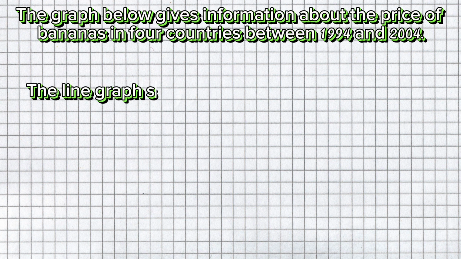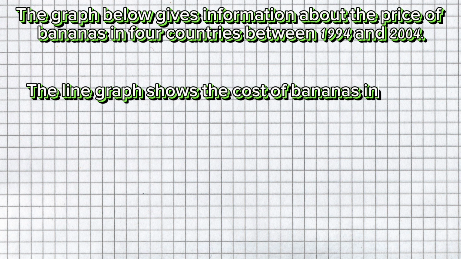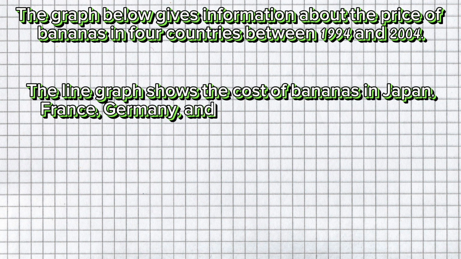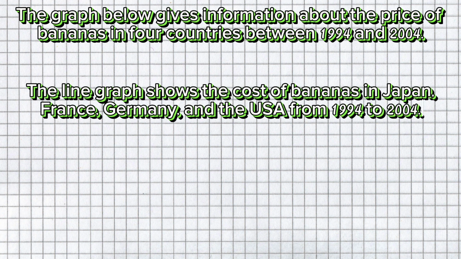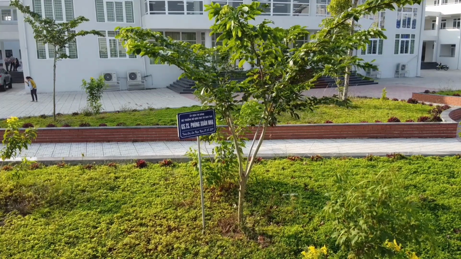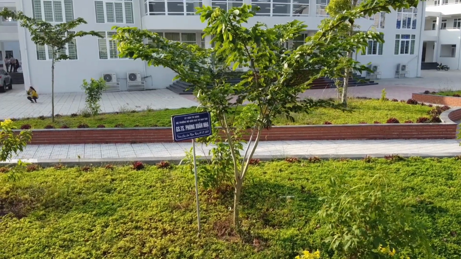Gives information about is going to be paraphrased as shows. The price of bananas can be changed to the cost of bananas. In 4 countries is going to be turned into in Japan, France, Germany, and the United States of America. Between 1994 and 2004 is going to be changed to from 1994 to 2004. As you can see, we have paraphrased it.